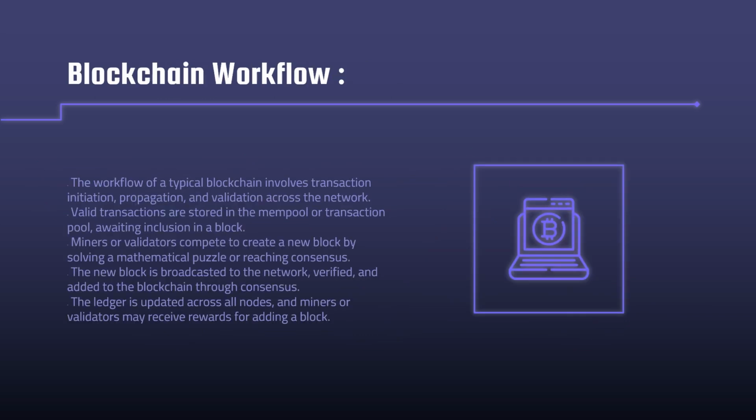Blockchain workflow. The workflow of a typical blockchain involves transaction initiation, propagation, and validation across the network. Valid transactions are stored in the mempool or transaction pool, awaiting inclusion in a block. Miners or validators compete to create a new block by solving a mathematical puzzle or reaching consensus. The new block is broadcast to the network, verified and added to the blockchain through consensus. The ledger is updated across all nodes, and miners or validators may receive rewards for adding a block.